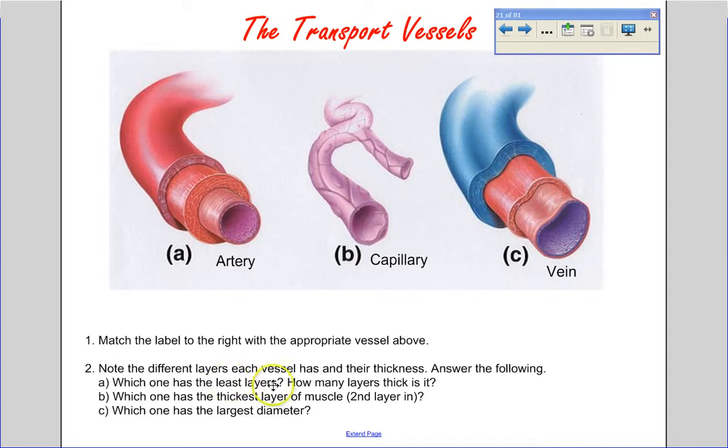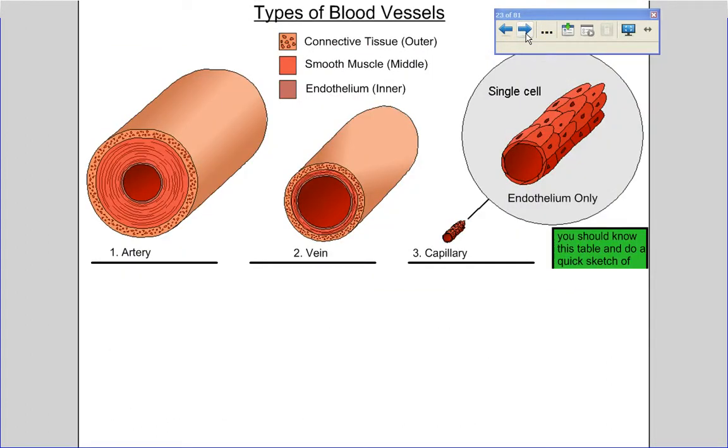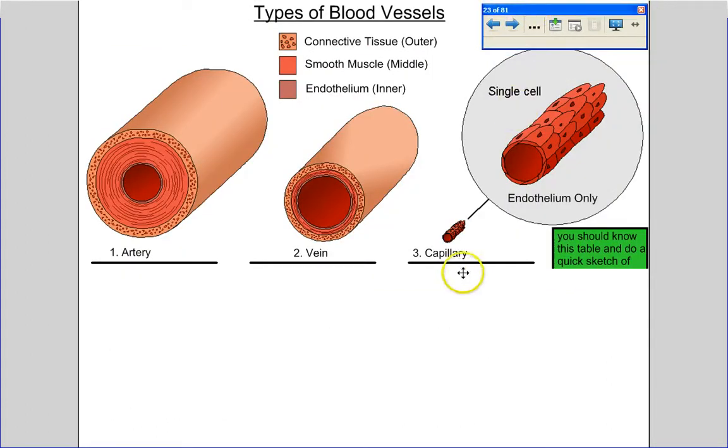Okay, so the questions. Which one has the least layers? The capillary. How many layers thick is it? 1 layer. Which one has the thickest layer of muscle? So that's the middle layer. The artery has the thickest layer of muscle. And which one has the largest diameter? That's the opening. So that'll be a vein. Okay. This is a good diagram to compare the 3.